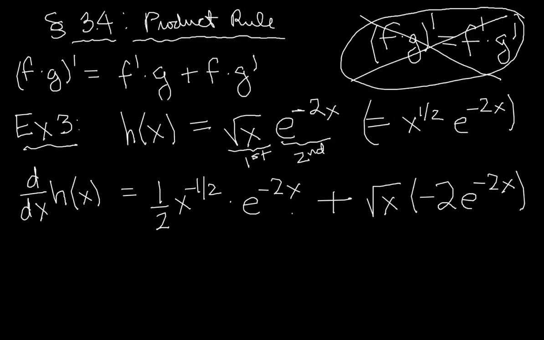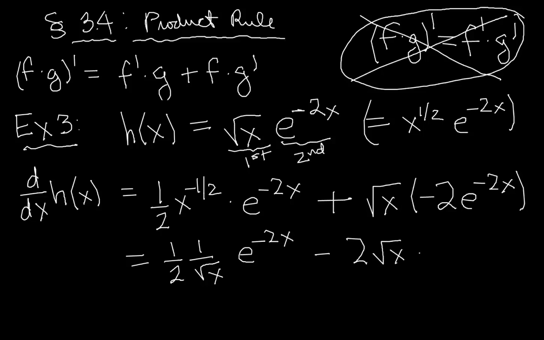And of course, if you simplify that, let's just write it out. We have 1 over 2, 1 over square root x, e to the minus 2x, minus 2 square root x, e to the minus 2x. And remember, the answer is not simplified if there's a square root in the denominator. So we're just going to get rid of that really quickly.